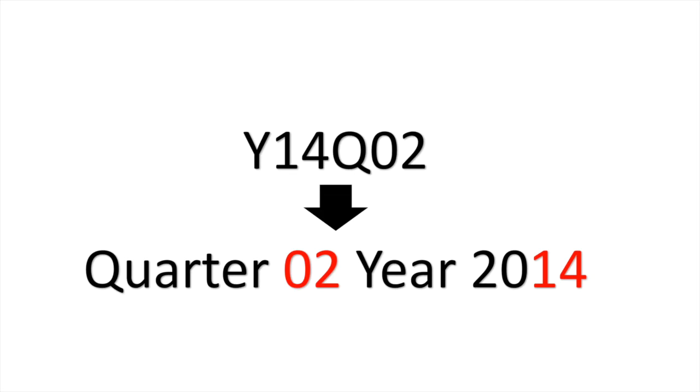Y14Q02 into quarter 02 year 2014. Now, of course, I don't want to do that only for this year and this quarter. I want to do this consistently for every value. So I need to find a transformation language that's going to turn the top here into the bottom.